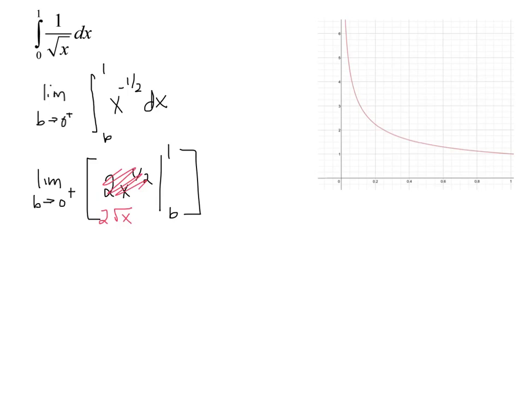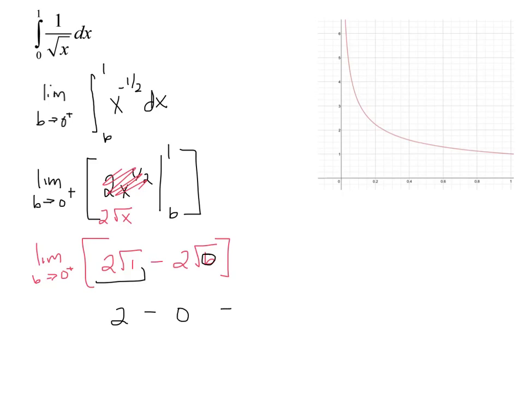So we plug in 1, we get 2 square roots of 1 minus 2 square roots of b, and we're doing the limit as b approaches 0 from the positive side. Well, this is just 2, and now we say, what if I actually plug 0 in? It's 0. So the area has a limit of 2. And how this works, of course, is if you plugged in a really small decimal, 0.1, 0.01, 0.0001, the area is going to get closer and closer to 2.